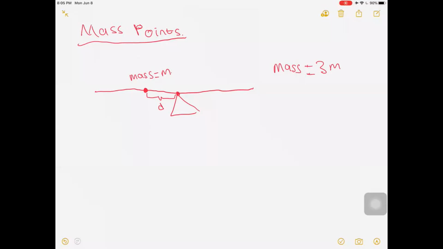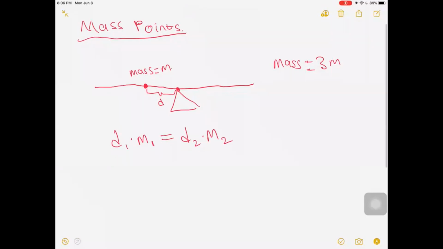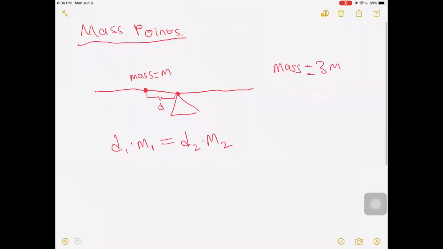So now we just use our formula. I'll introduce something. In order to balance it, you need the distance of the first mass times the mass to be equal to the distance of the second mass times the mass of the second mass. So we know that the first mass has a mass of m and has a distance of d. The second mass has a mass of 3m, and we're trying to find d2, which is its distance away from the center.